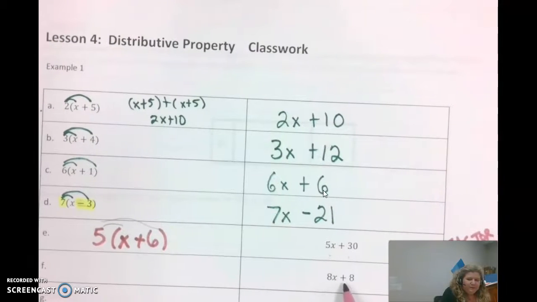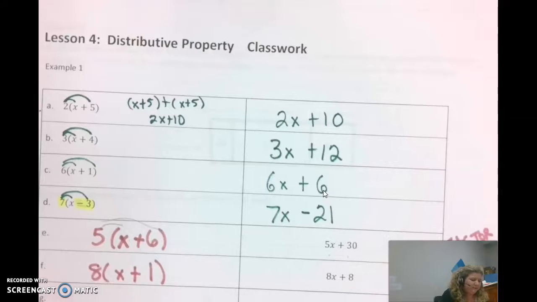So the greatest common factor of 8x and 8 would be 8. Then I could divide each of these terms by 8, which is my common factor. And this is my equivalent expression.